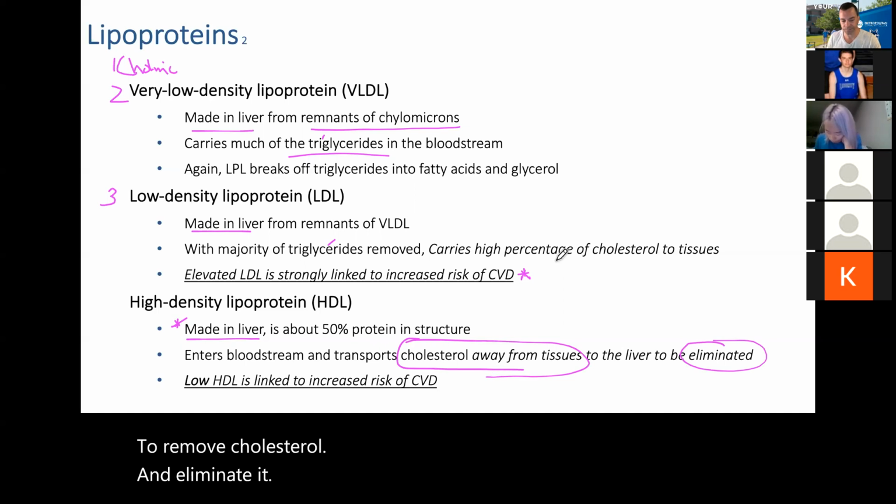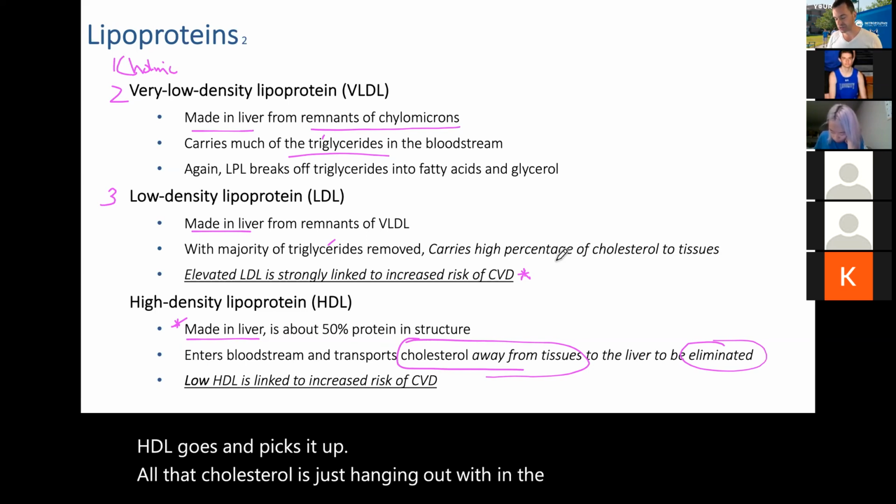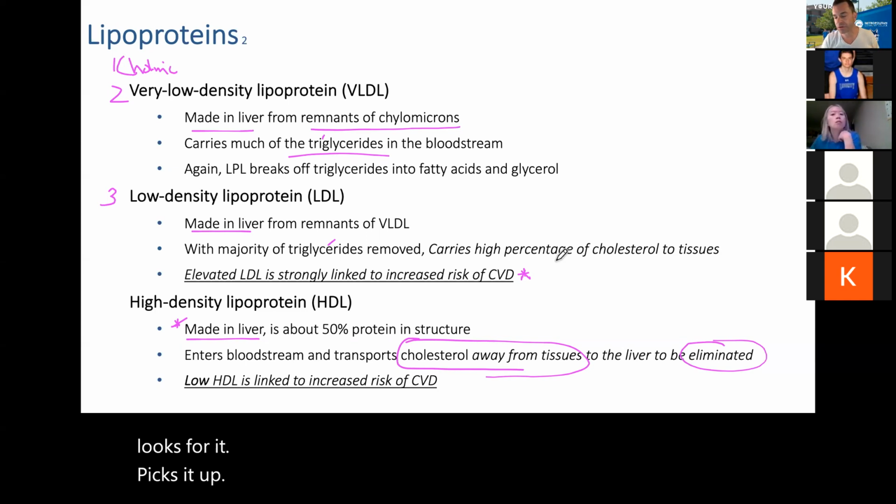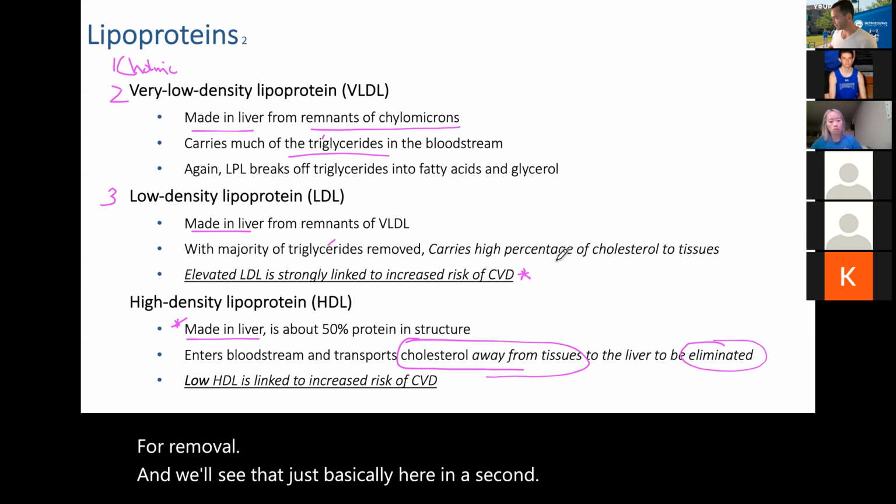Okay. HDL is your good cholesterol. HDL goes and picks it up. All that cholesterol that's just hanging out within the blood, HDL goes and looks for it, picks it up, takes it back to the liver for removal. And we'll see that just basically here in a second. Okay.